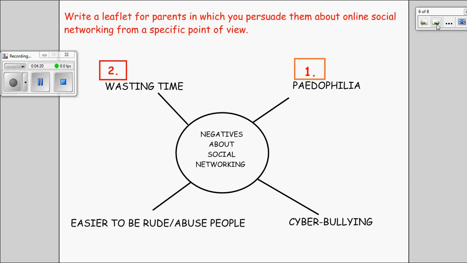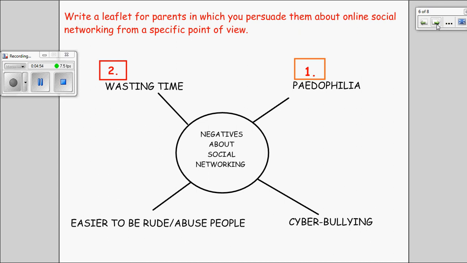However, it is easy to structure your ideas from this. For example, with this task, I think paedophilia would be the most important thing to introduce, so I'll have that as my first paragraph. Because I'm talking to parents, wasting time, and therefore not doing homework, getting worse grades and not studying, is quite important. So that might become my second paragraph. Of the other two, cyberbullying is important, so maybe I have that as number 3, whilst being easier to be rude and abuse people is important, but maybe not as important as the other three, so it might sit there as my fourth paragraph. So straight away I've got my key ideas and the structure.